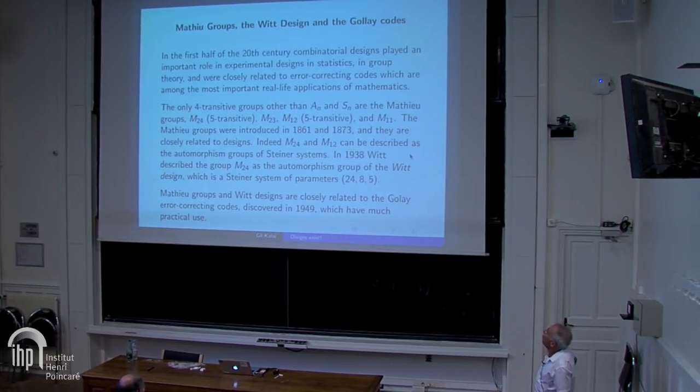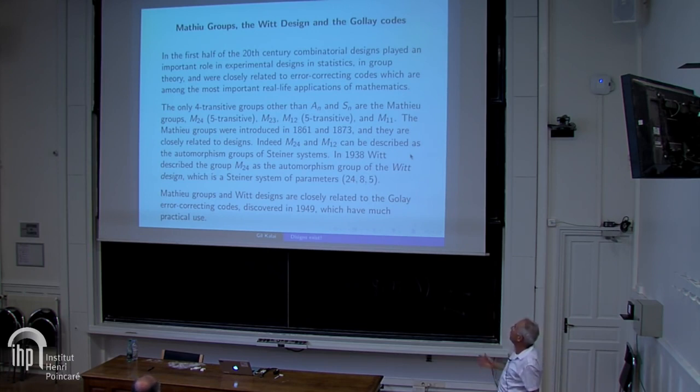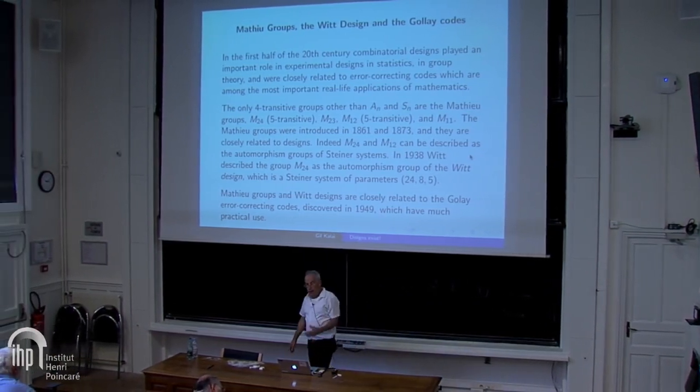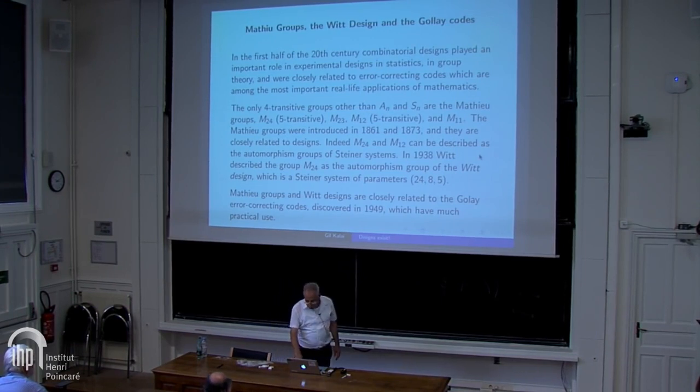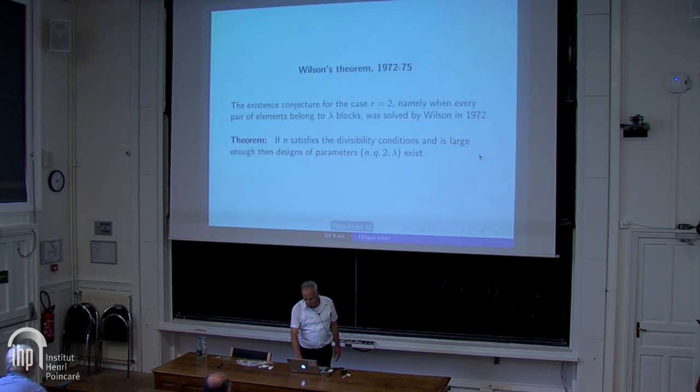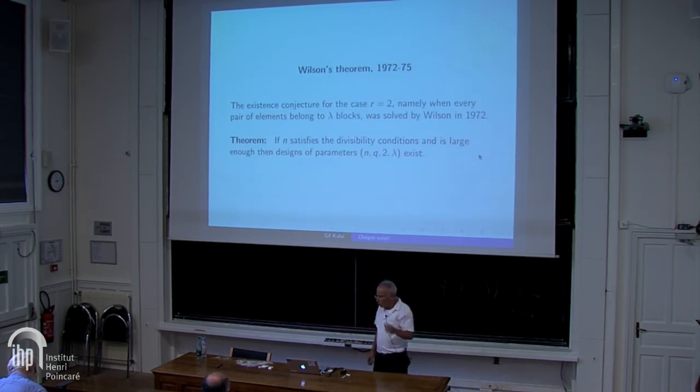And in 1938, Witt described two of the Mathieu groups, and the others can also be derived, as automorphism groups of some combinatorial design, which is now called the Witt design. So this is a Steiner system with parameters 24, 8, and 5, and the automorphism group of this Steiner system gives you the Mathieu group. And this is a very definite existence proof for this important sporadic group. And then about 10 years later, Golay used a similar construction based on Mathieu groups and designs to find very important error correcting codes, which were heavily used in transmission, I think so that the Voyager mission's telecommunication was reliable, based on this.